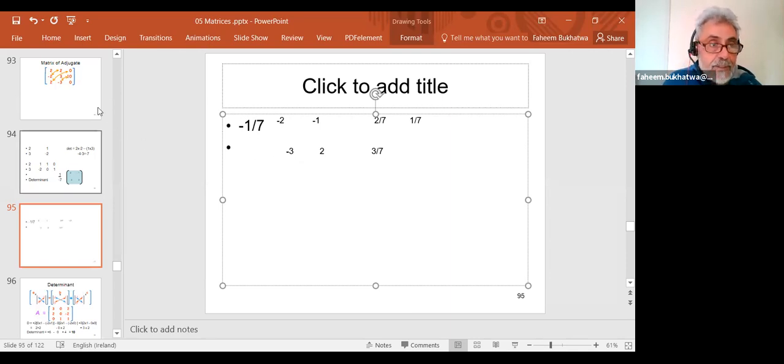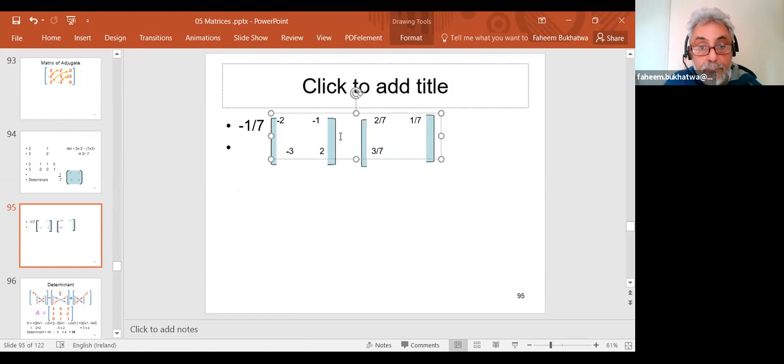So that's the determinant. Okay, so that's really the actual inverse. Minus 1 over 7 multiplied into 2 is minus 2 over 7, and this is the inverse. So this is the inverse of the original matrix.